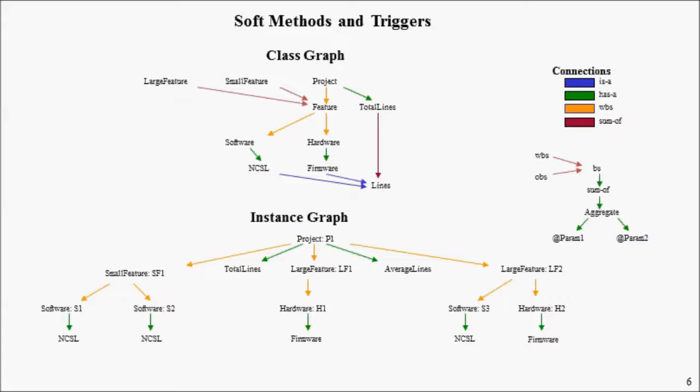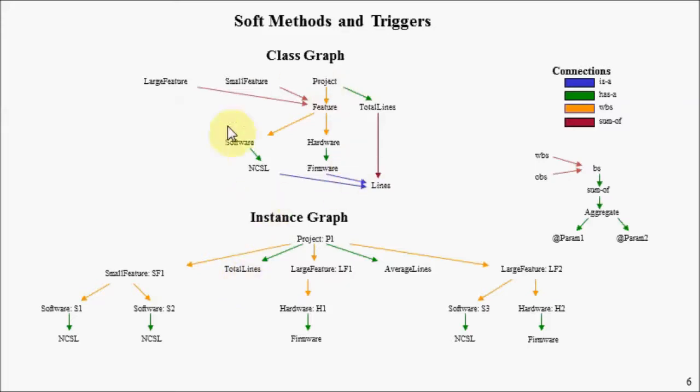Let's take a look at TCSQL's support of soft methods and triggers. So let's look at the following example. We have this instance graph of a project broken down into features, and we have various attributes on some of these entities. This is the case where we have a property, and rather than the human being calculating its value, we're going to have a function that calculates its value.